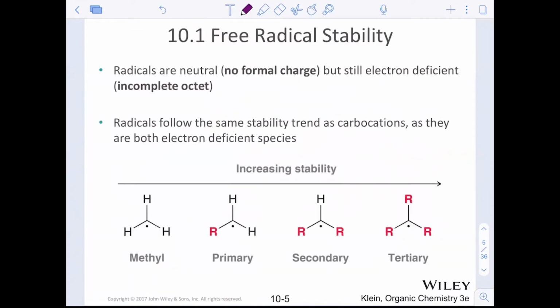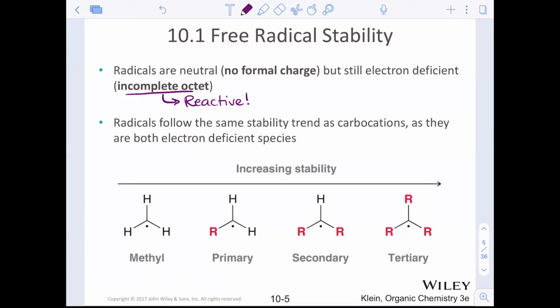Now, radicals are a little bit different than carbocations for sure. They are neutral, meaning they do not have a formal charge, but they do have an incomplete octet, and that is what makes them reactive. So just like the carbocation was a carbon with a +1 charge and was reactive because it had that +1 charge, a radical is still reactive even though it does not have a formal charge. The reason why it is reactive is because there's a carbon with an incomplete octet.